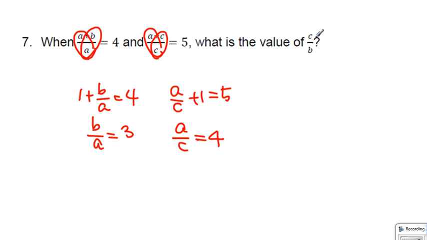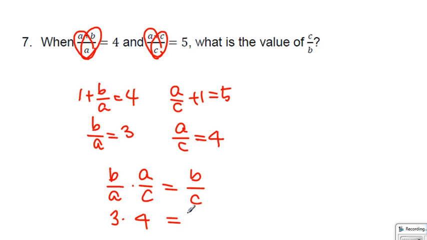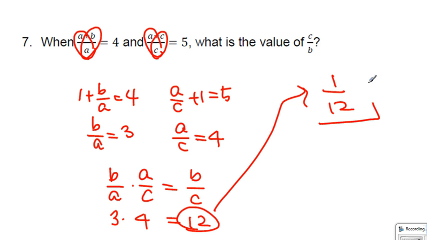Now, what is C over B? When you look into that, C is in the denominator, but A is here. Wait a minute, what if we simply multiply those two things? B over A times A over C, just like the previous question. Then we would have gotten B over C, which is 3 times 4. That fraction would have been equal to 12. But what we are looking for is C over B, which means the reciprocal. That means our answer becomes 1 over 12. That becomes our final answer.